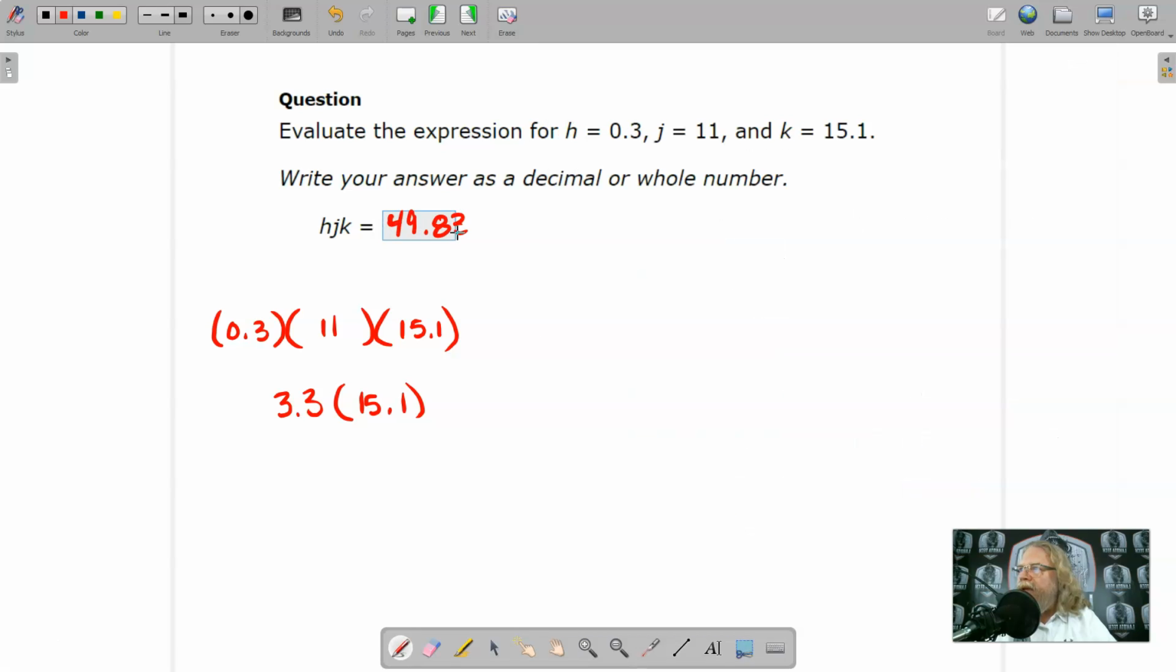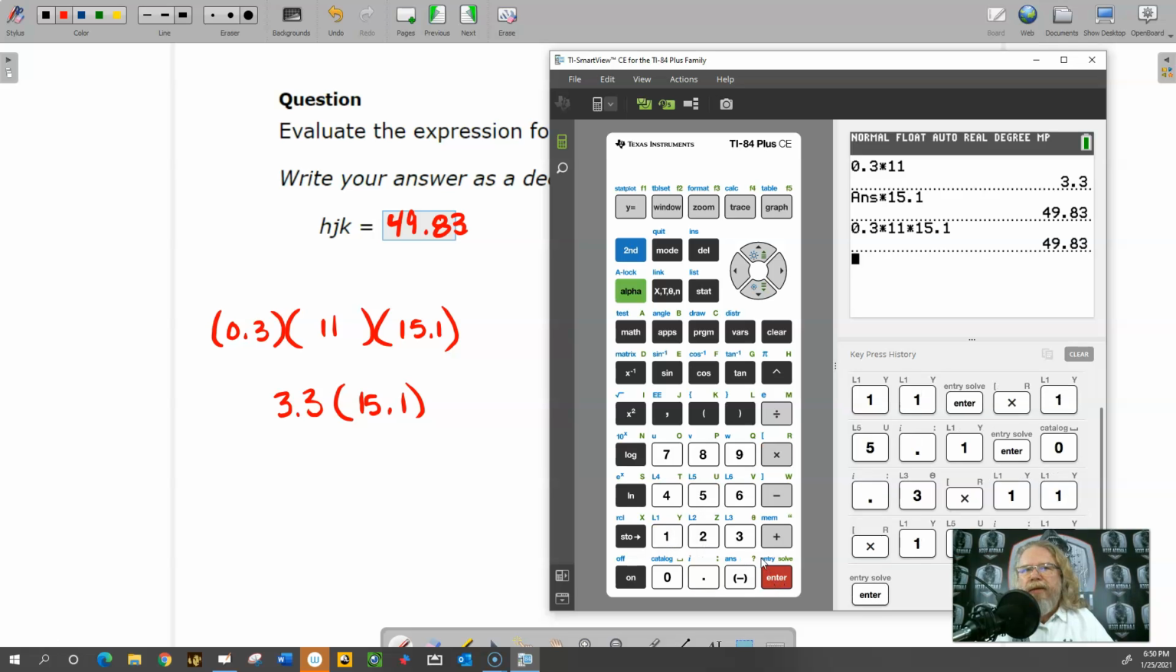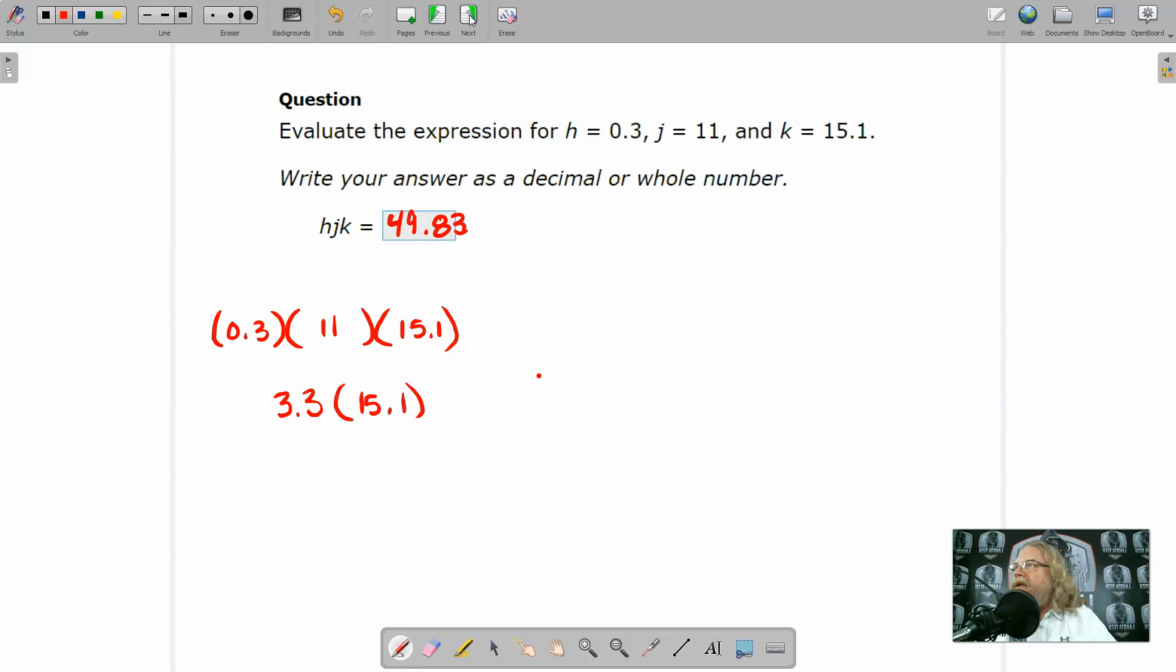49.83. Now what if we would have just multiplied them all in the same line? Let's go ahead and do that. Grab the calculator again. Let's do 0.3 times 11 times 15.1. Hit enter, and you'll see we get the exact same answer of 49.83. Moving along to the next problem.